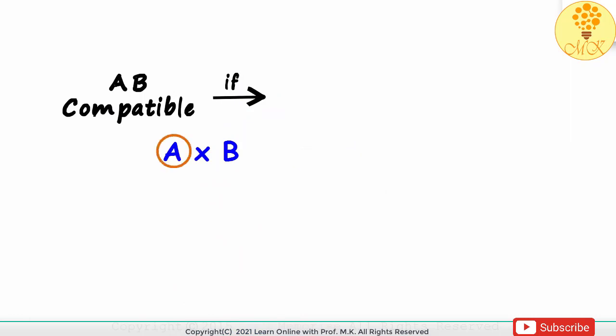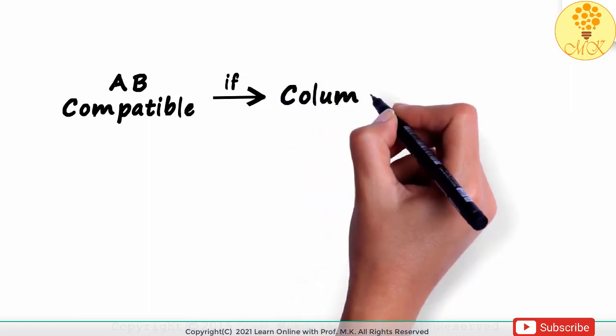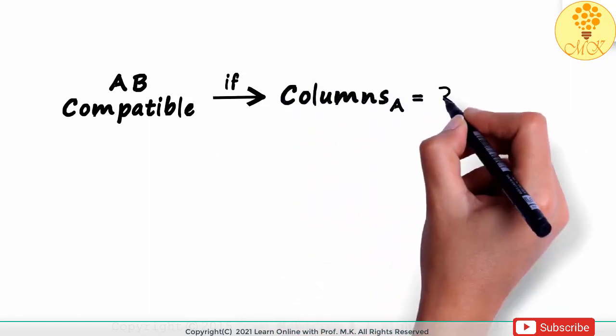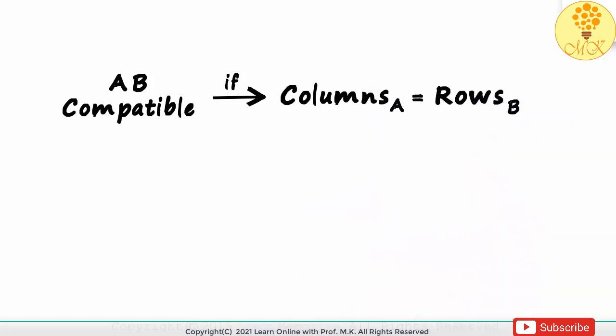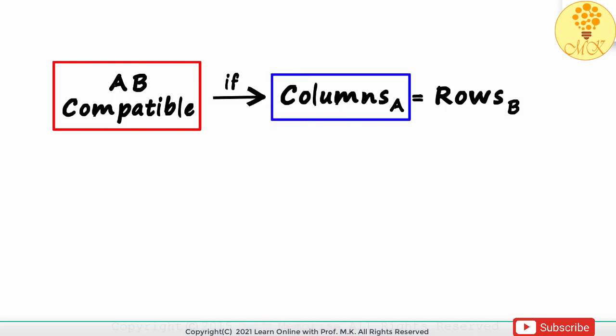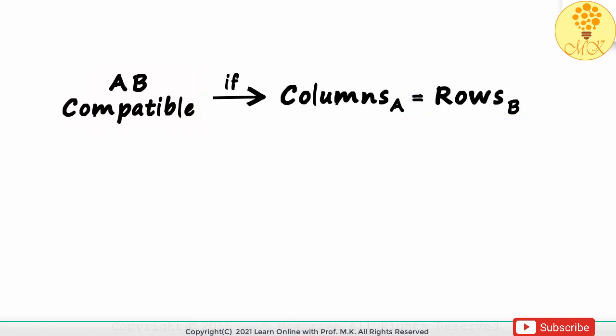A is the first matrix and B is the second. So the product AB is compatible if the number of columns in matrix A is equal to the number of rows in matrix B. Yes, AB is compatible only if the number of columns in A is equal to the number of rows in B.